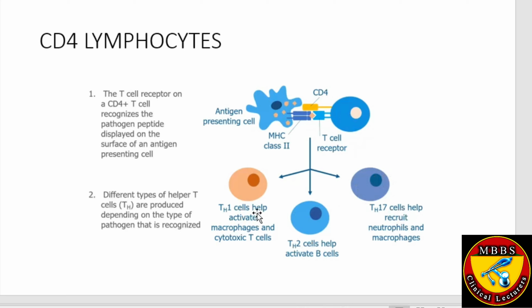The Th1 cells produce gamma interferon that activates the macrophages and the cytotoxic T cells. The Th2 cells help in the activation and differentiation of B cells by producing interleukin 4 and interleukin 5, which enhance the growth and differentiation of the B cells into plasma cells. And the Th17 cells produce interleukin 17 that recruits the neutrophils to the site of inflammation.